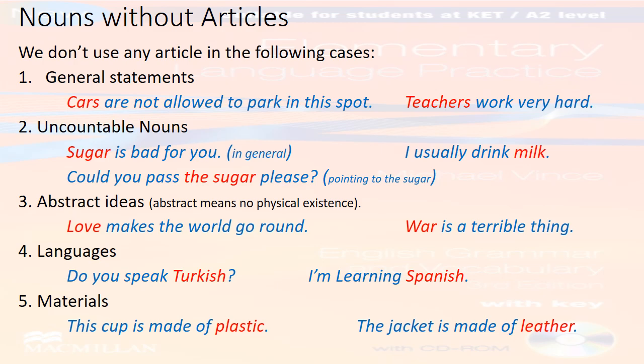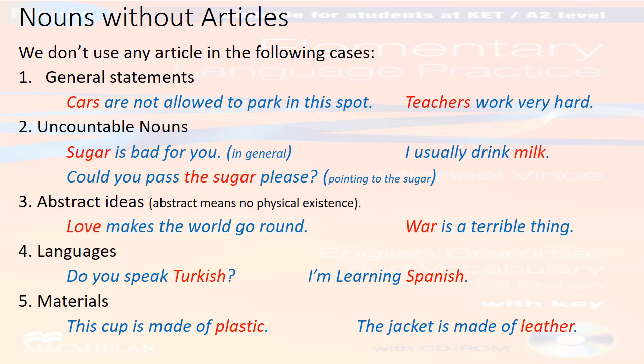And now the zero article nouns. We sometimes use nouns without any article, and we have 9 cases in which we don't use any article with the nouns. The first, general statements. We have examples here. Cars are not allowed to park in this spot. And the second example, teachers work very hard.